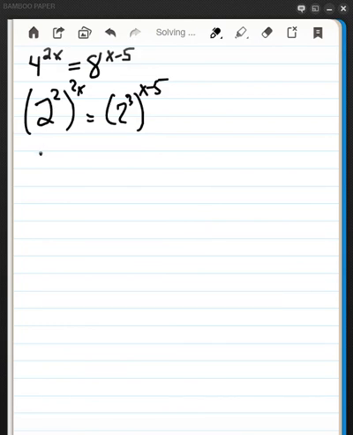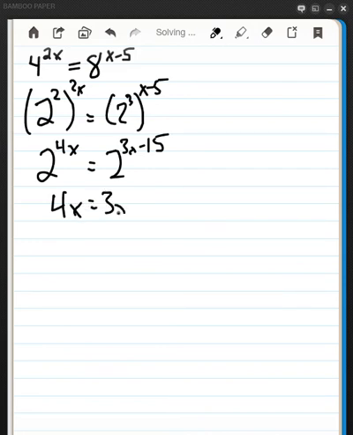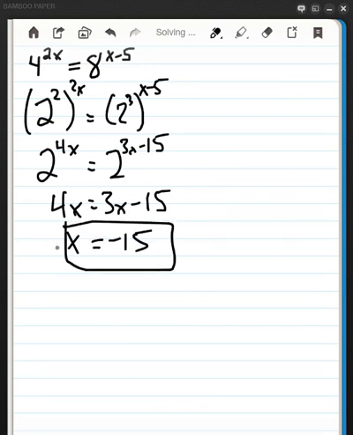Using the power of a power rule, we would multiply the exponent, so that would be 2 to the 4x is equal to, and then again we would multiply the exponent, so it would be 3x minus 15. Now that we have the exact same base, we can set the exponents equal to each other, so we have 4x is equal to 3x minus 15. Subtract 3x from both sides, we get x is equal to negative 15. So there's our solution. All right, and that's how you solve exponential equations by finding a common base.